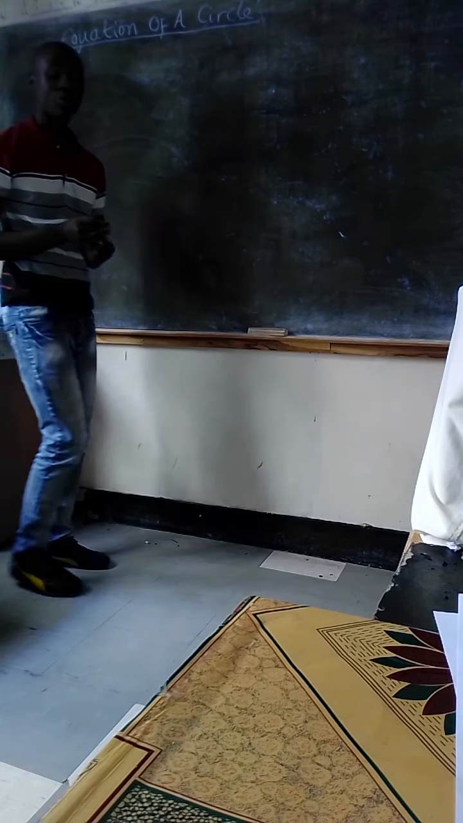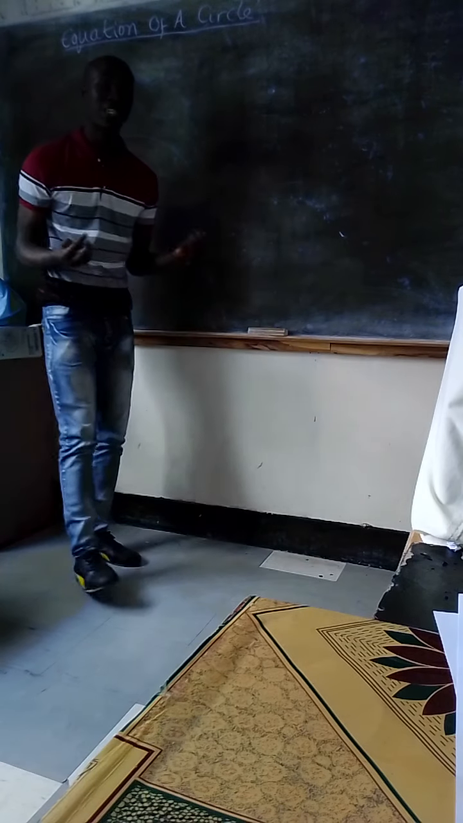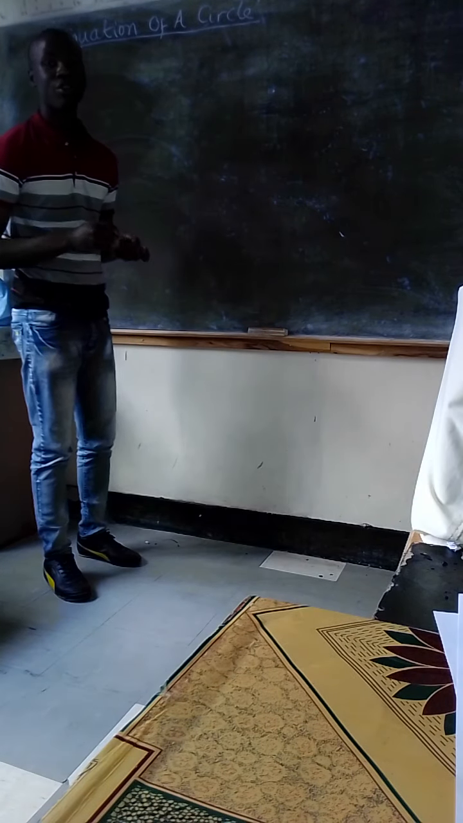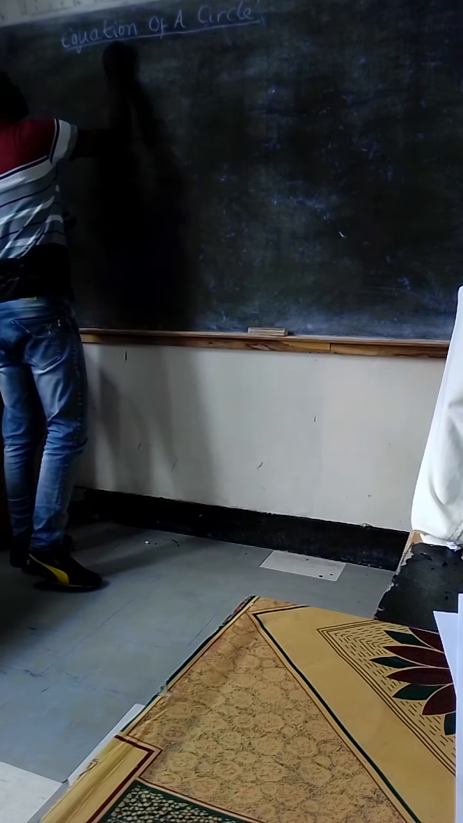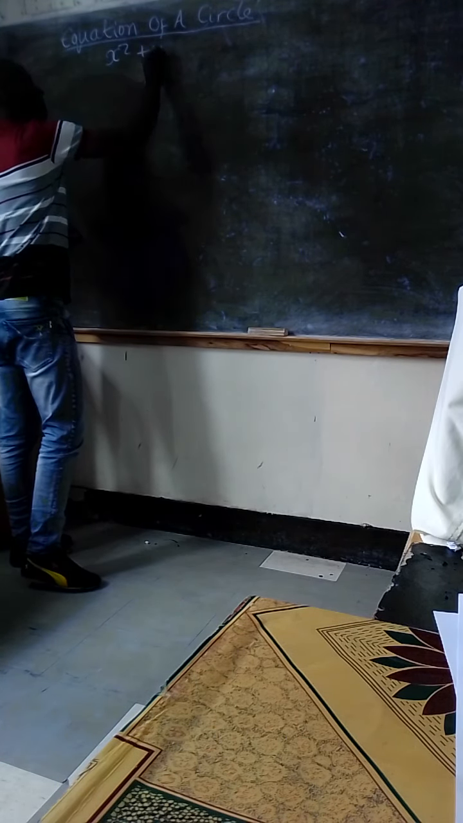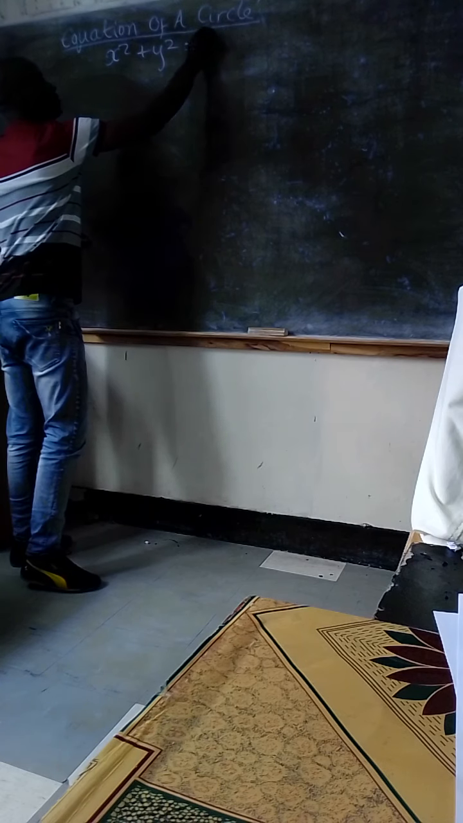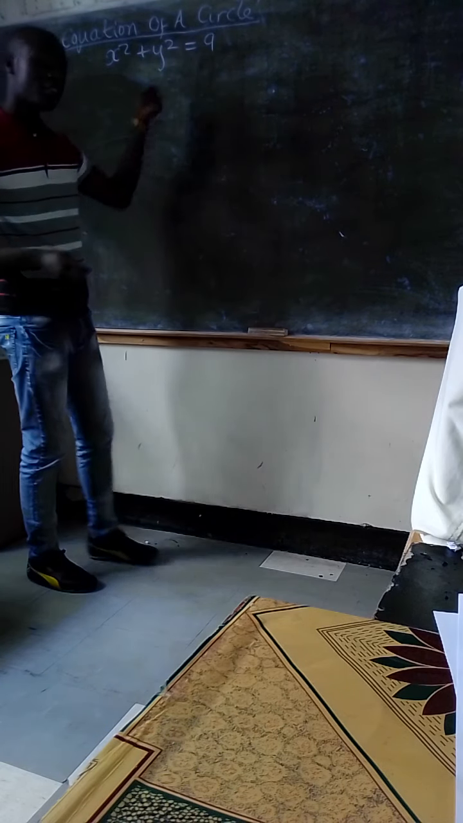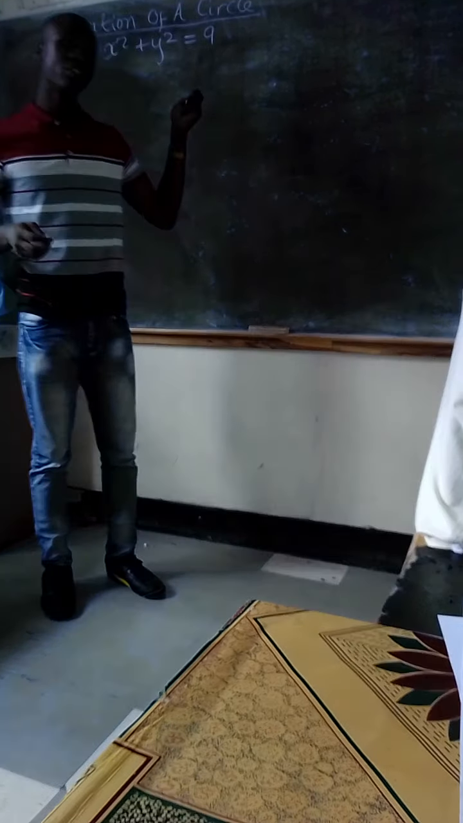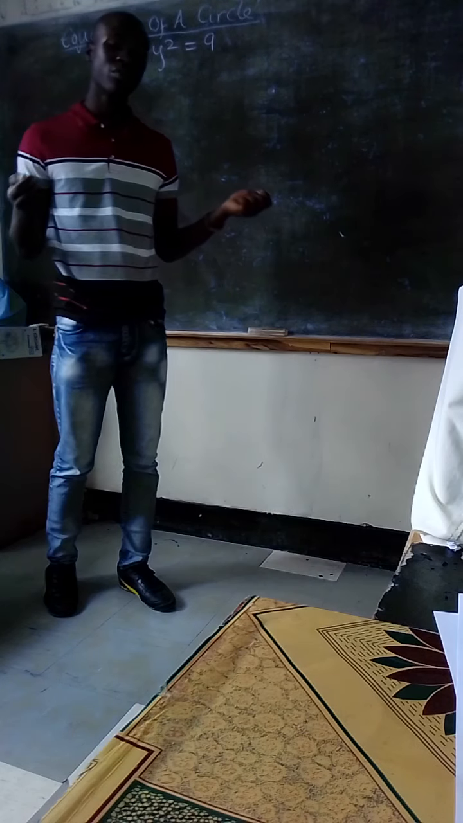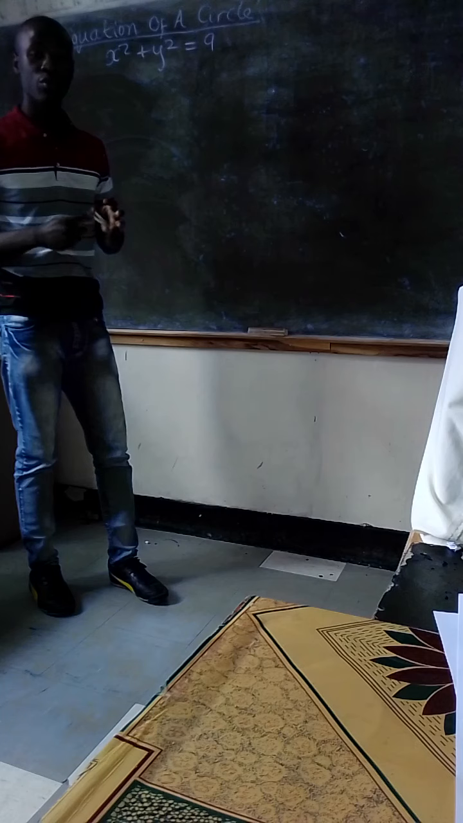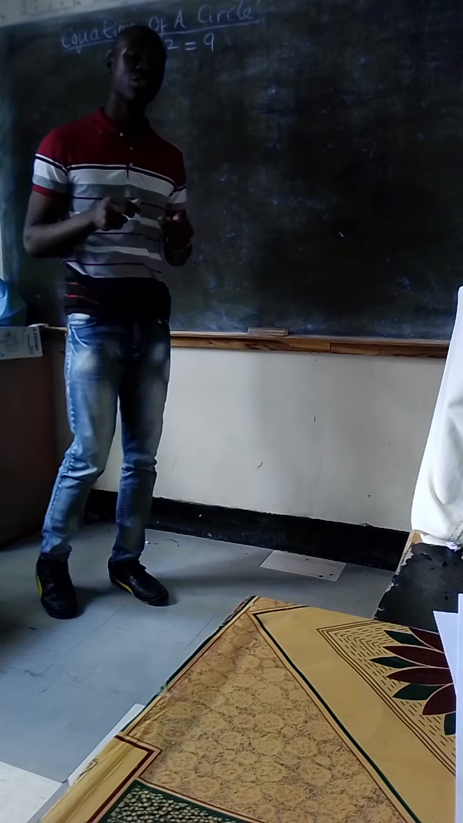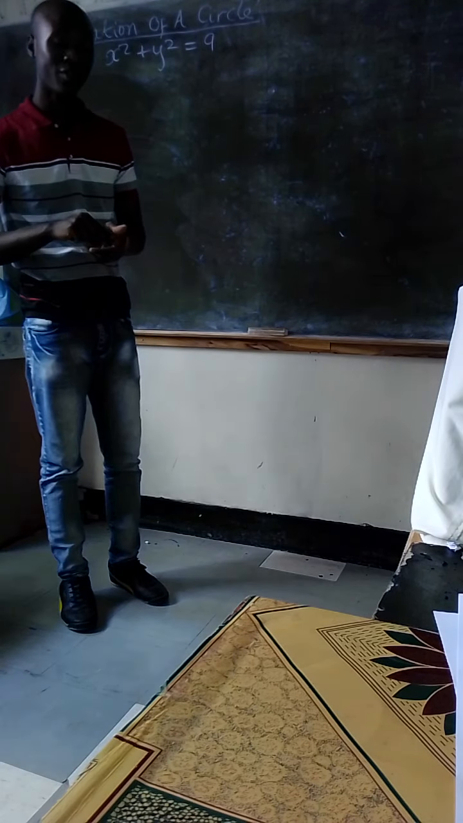Equation of a circle. So typically, what we usually have in circles, the general form is equal to 9, equal to 4, equal to 16, equal to 25. Basically, the equated figure represents the squared radius, okay?